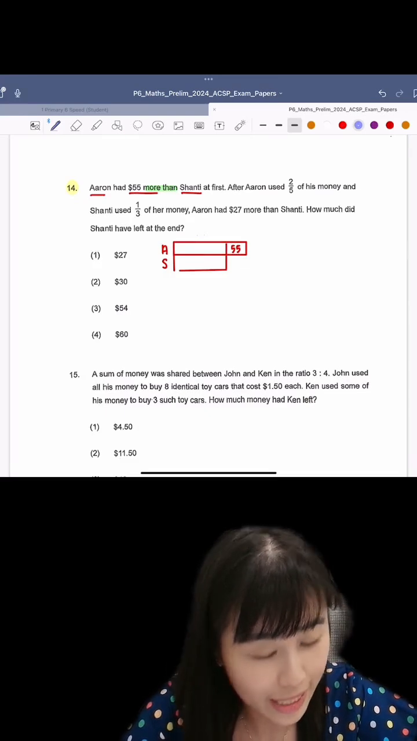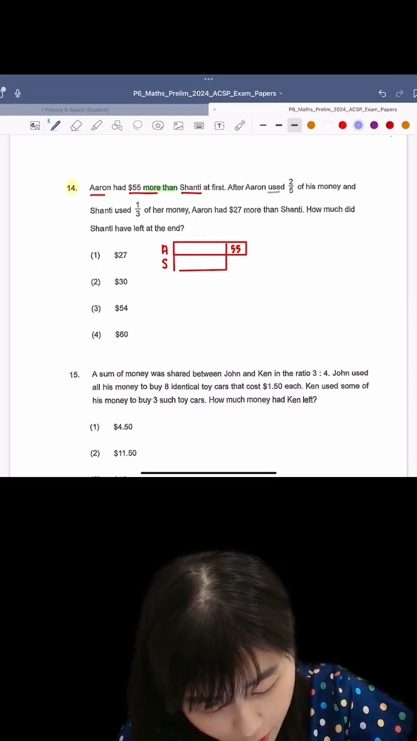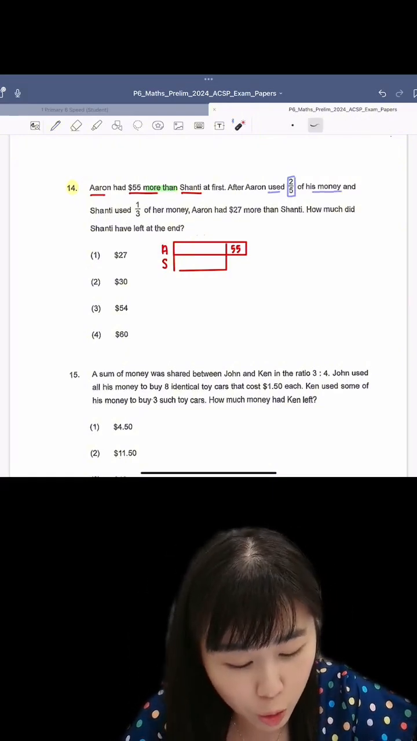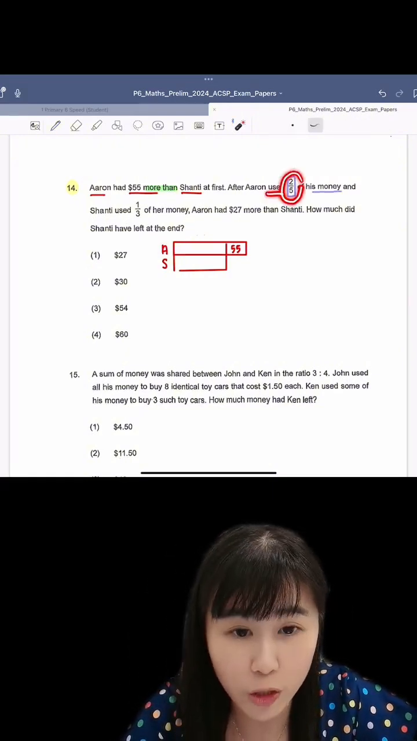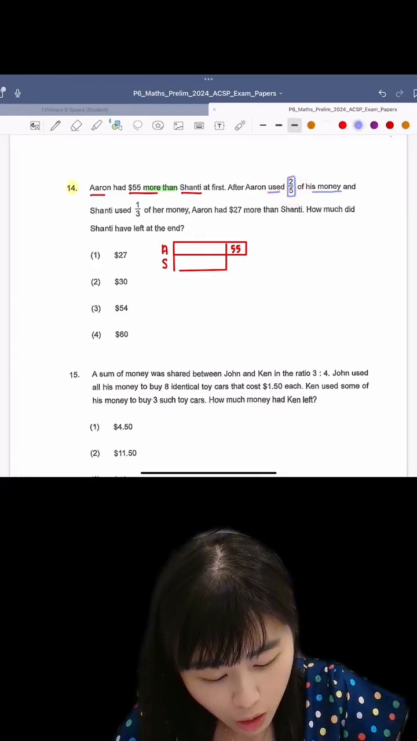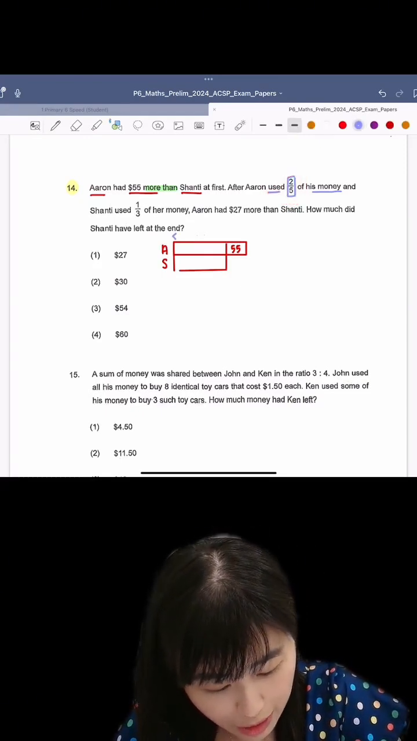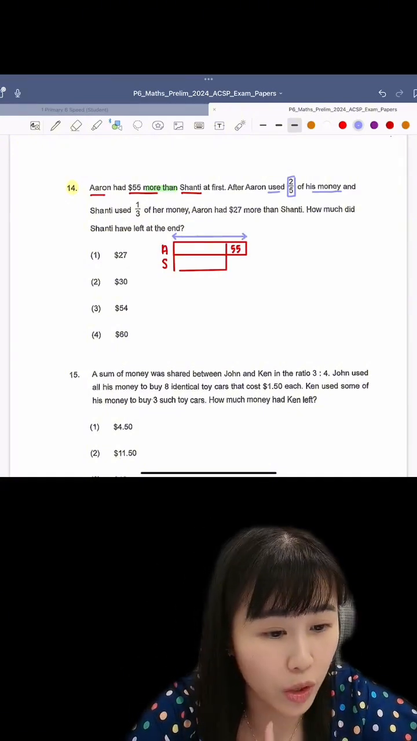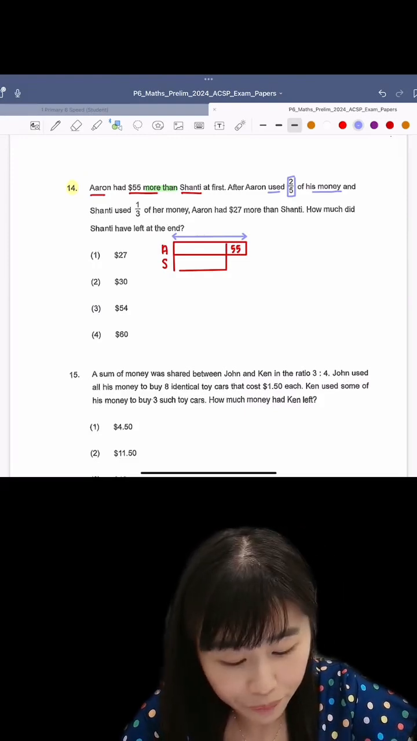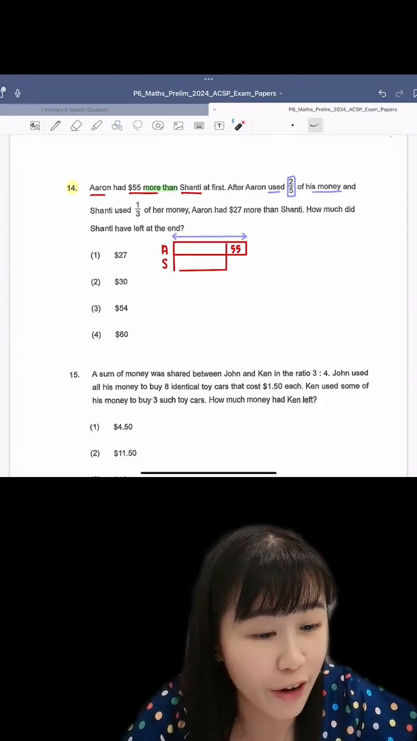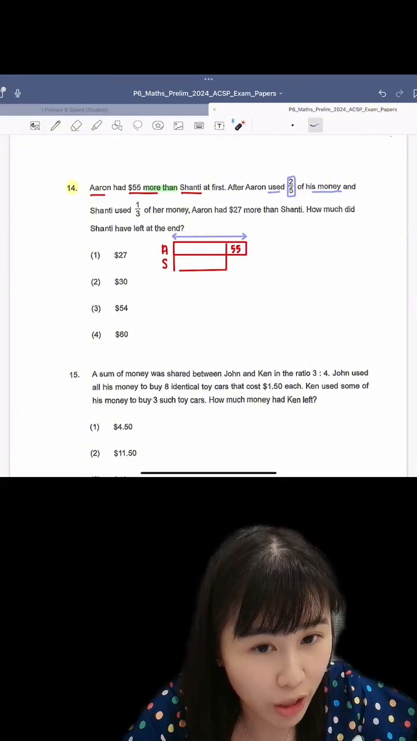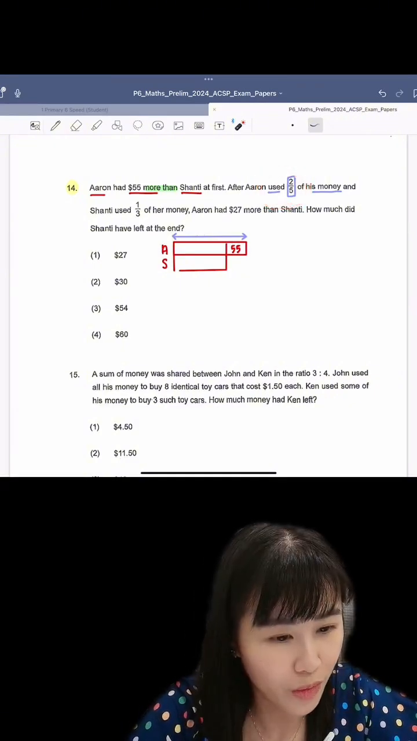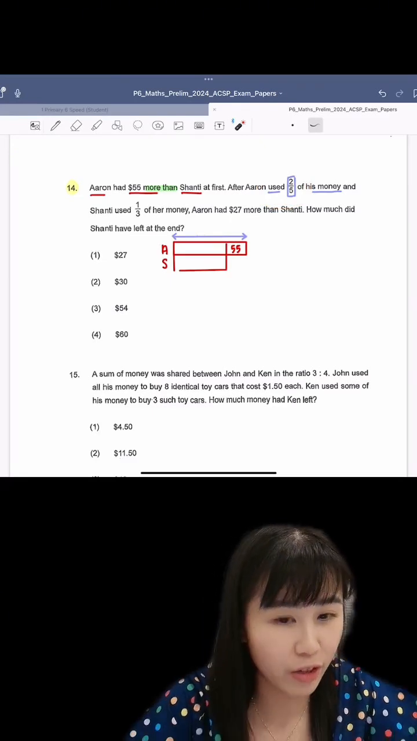Then the next thing, after Aaron used 2/5 of his money, now you have a fraction change here. "Used" means something happens, a change, and this is a fraction. Now when you have a fraction change, what I would suggest you do is label what the fraction is at first inside this model. Can anyone tell me what fraction this is for Aaron? What fraction is Aaron at first, given that Aaron used 2/5? Who can tell me?